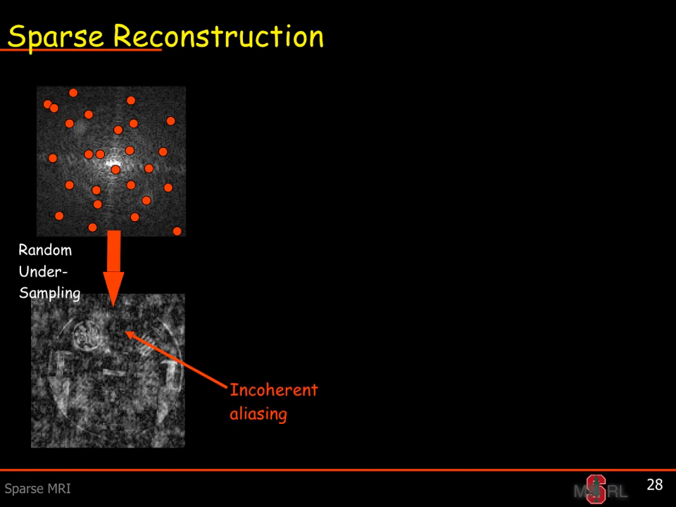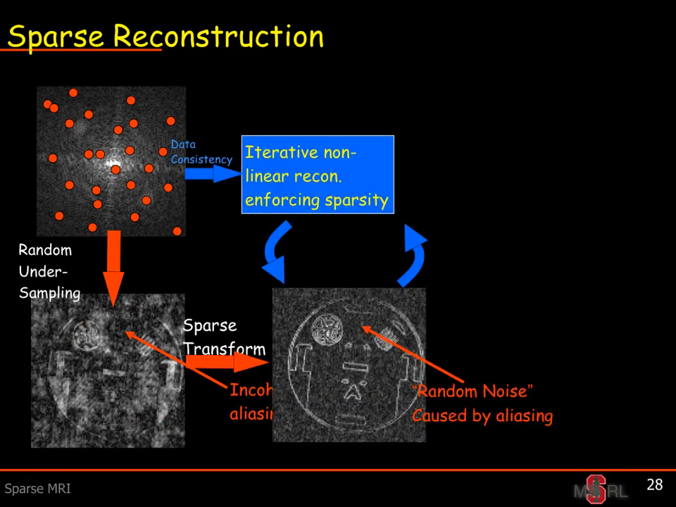So here's an illustration for an actual image of the familiar GE logo phantom that you guys have seen before. So let's say that we take random samples of this phantom's k-space data. What we're going to get then is random undersampling. What we're going to get in the image domain is incoherent aliasing. Then we will apply our iterative nonlinear reconstruction that enforces sparsity. So it enforces both consistency with the data and sparsity.